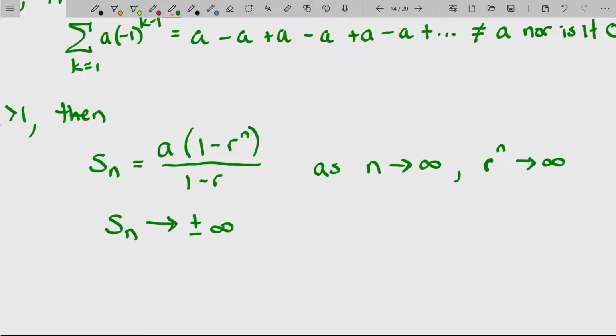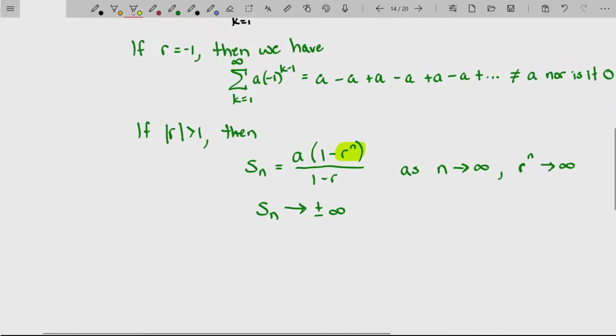And honestly, it doesn't actually have to go to plus or minus infinity. It could just bounce back and forth between very large values. But the reality is this r to the nth power is going to get massive, and it'll get out of control as you keep adding more terms to your series, and it'll just get wild. So again, I can't use calculus here, unfortunately, but the reality is that as n gets massive, r to the nth gets massive as well, as long as the magnitude of r is greater than 1.